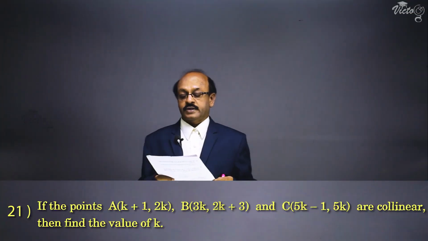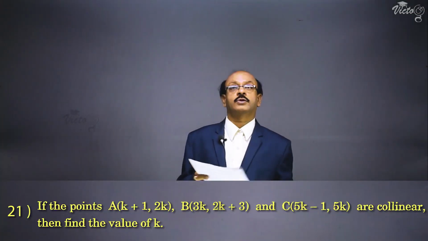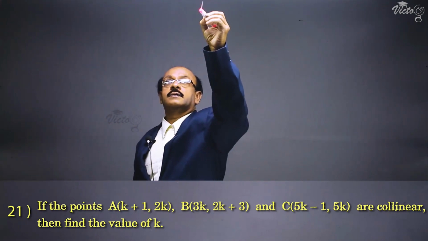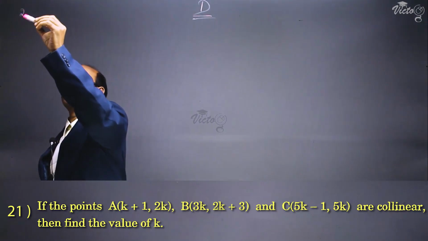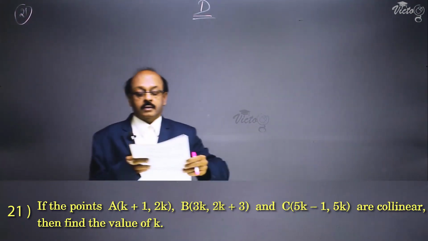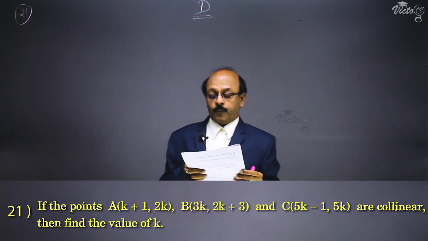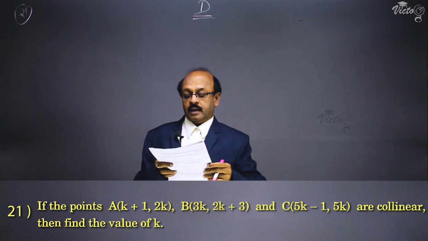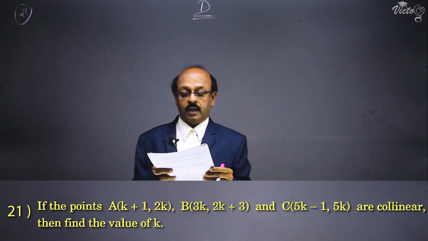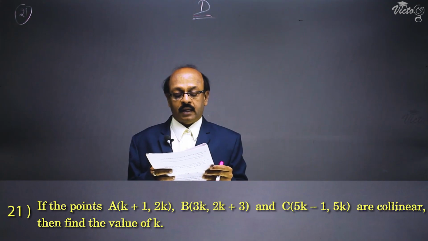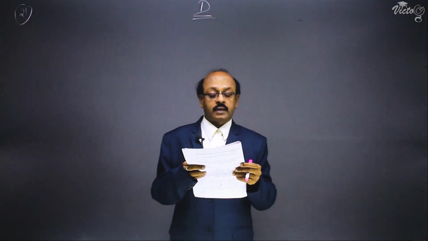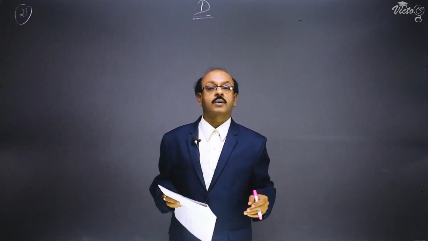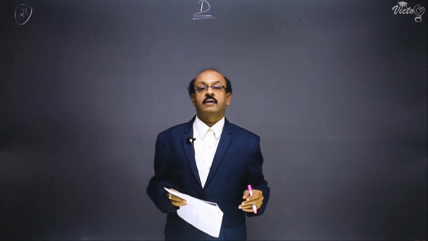Next is section D, question number 21. The question is, if the points A (k plus 1, 2k), B (3k, 2k plus 3), and C (5k minus 1, 5k) are collinear, then find the value of k.